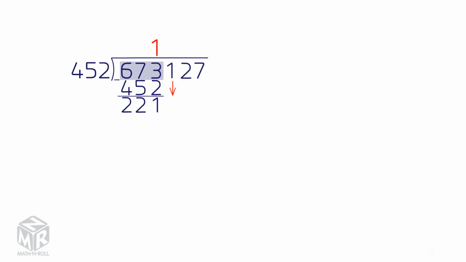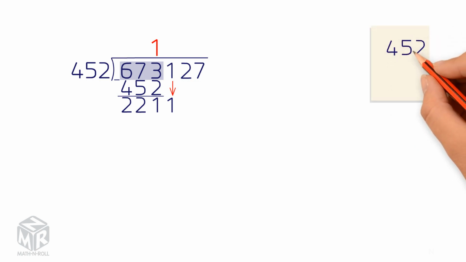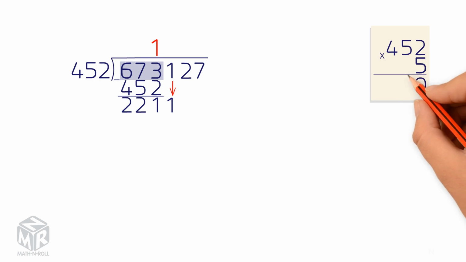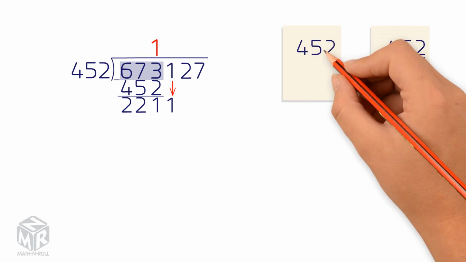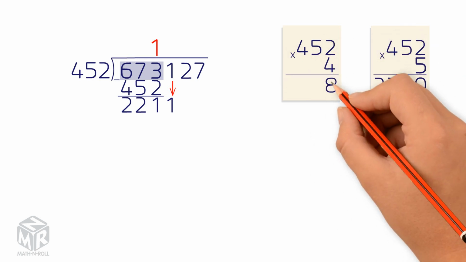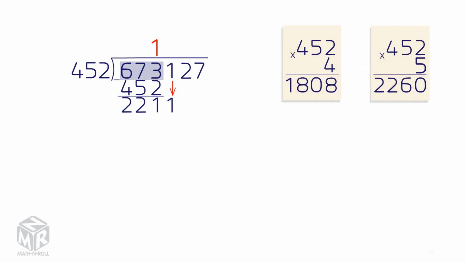Bring down the 1. Figure out how many times 452 goes into 2,211. To do this, we estimate. We multiply 452 by 5. 2,260 is greater than 2,211, so it doesn't work. We need to go lower. So we multiply 452 by 4 to get 1,808. We write the 4 directly above the 1.